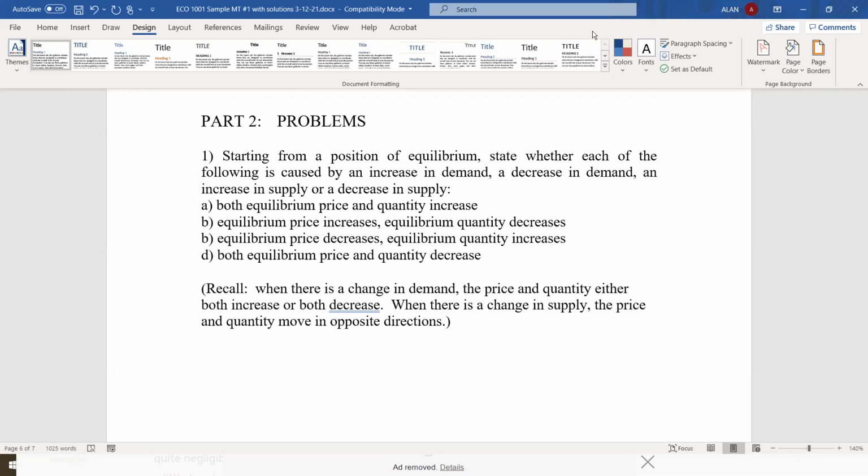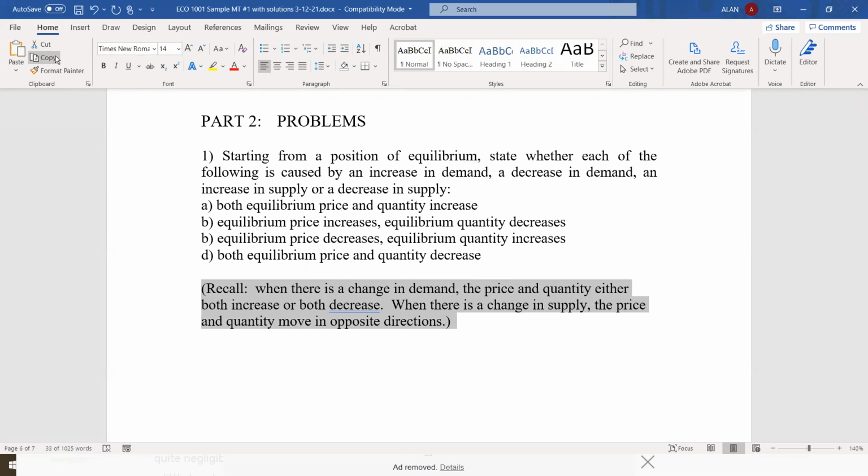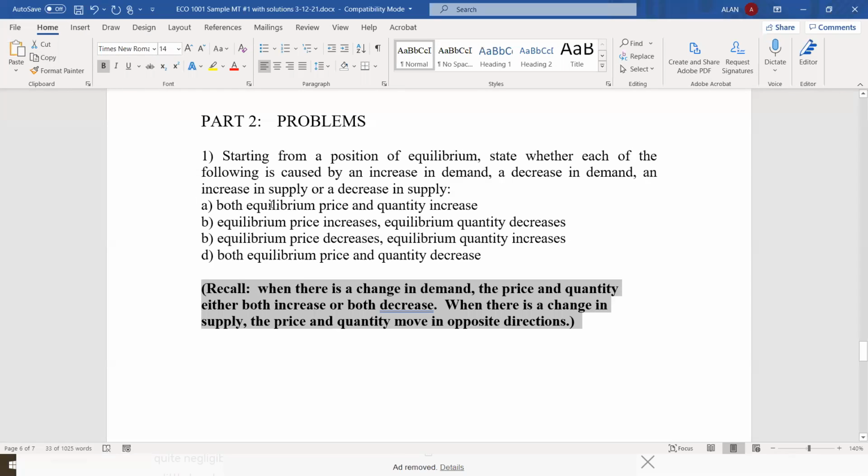Because I want you to recognize that the first and the last ones, both equilibrium price and quantity increase, they both decrease. A and D must represent changes in demand. B and C must, there's two B's here, B and C must represent changes in supply. The question is, which change? Is it an increase or is it a decrease?